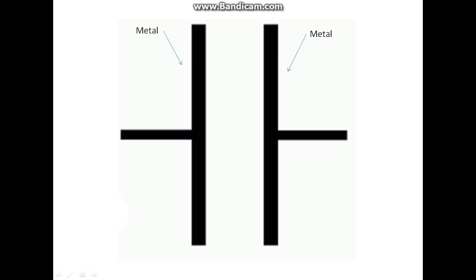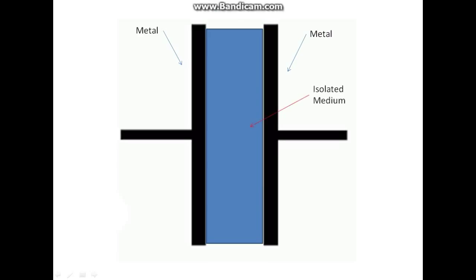So the capacitor is a set of two plates, mostly made of metal, and they are separated by an insulated medium. When the capacitor is charged, one plate will gain positive charge, while the other will gain negative charge. The reason for this is that the electrons will be stripped out from the negative plate and they will move to the positive plate.